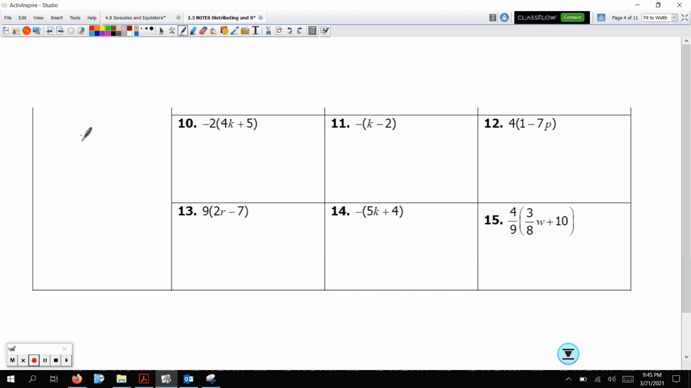All right, here are 6 more examples. The very last one, you're distributing a fraction. Remember, when you multiply 2 fractions, you simply multiply the numerators and multiply the denominators and simplify if possible. You can also cross-simplify before you multiply. That'll help you having to simplify in the end. Then when you distribute 4/9 to 10, you're only multiplying the numerator times 10. So you get 40 over 9. And then simplify if possible.